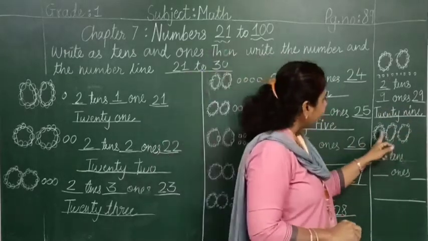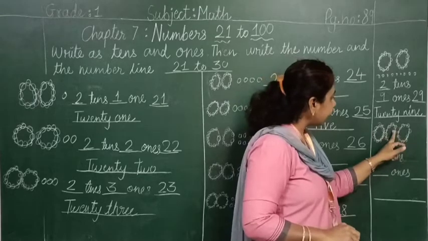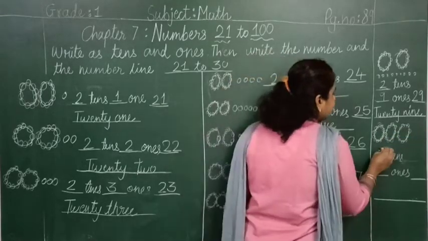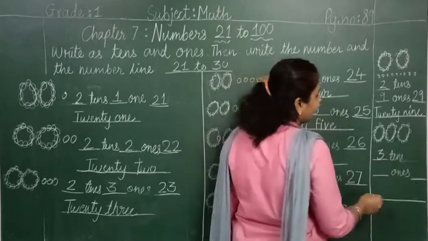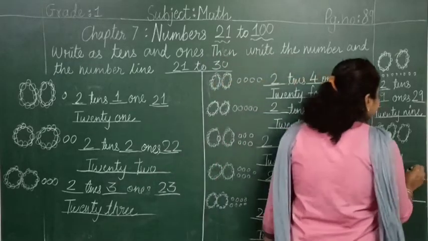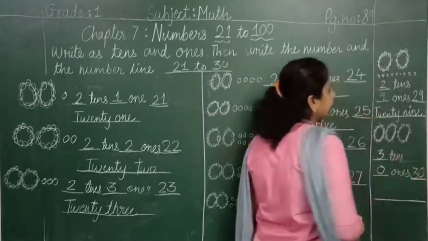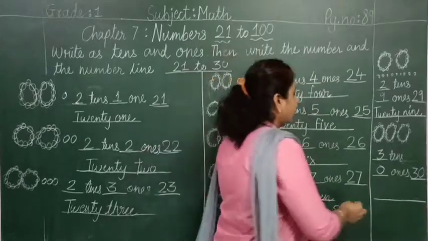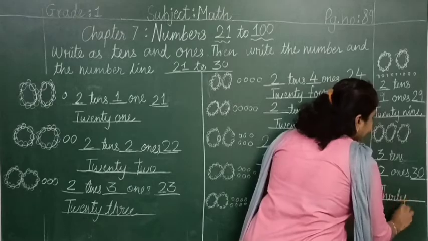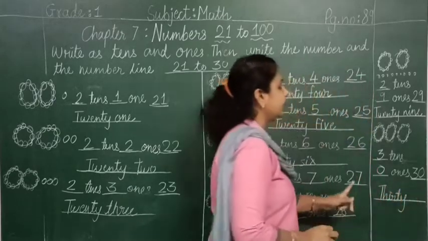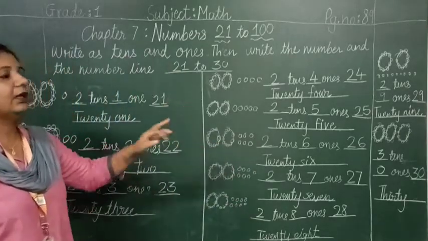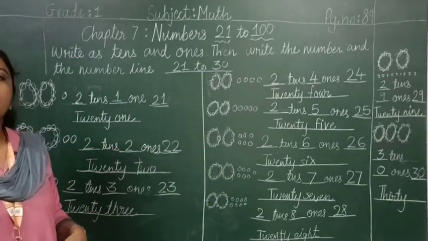30. 1 ten, 2 tens, 3 tens. It means 3 tens and how many ones? 0 ones. So here what will you write? 30. What is the spelling of 30? T-H-I-R-T-Y, 30. You have learned till 30. Now, next.